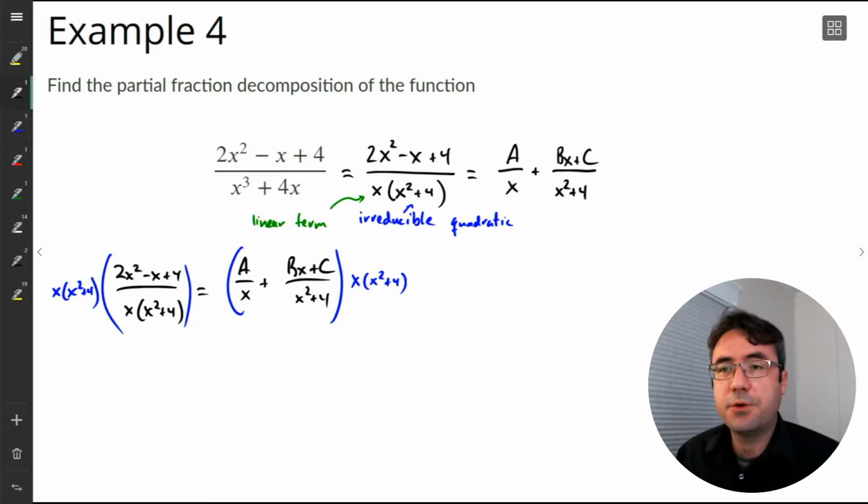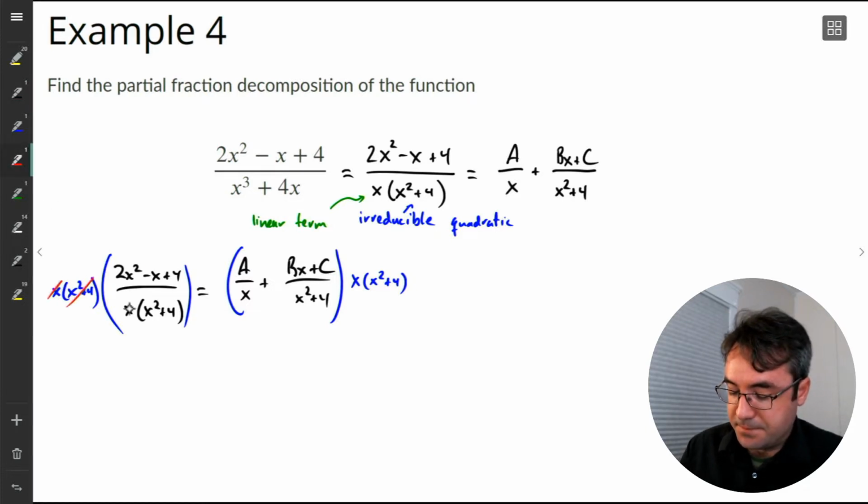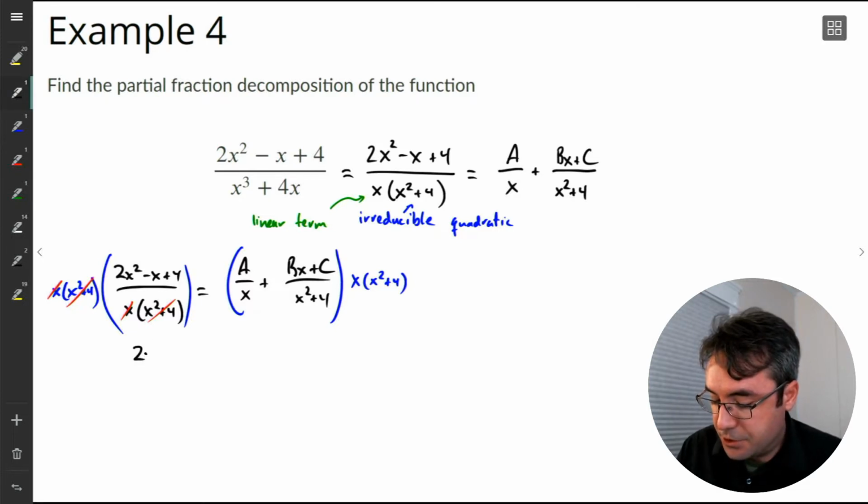And then you just go through and do the canceling. So this is kind of the fun part. On the left, everything's going to cancel except for that numerator term. So we're going to be left with just a 2x squared minus x plus 4.